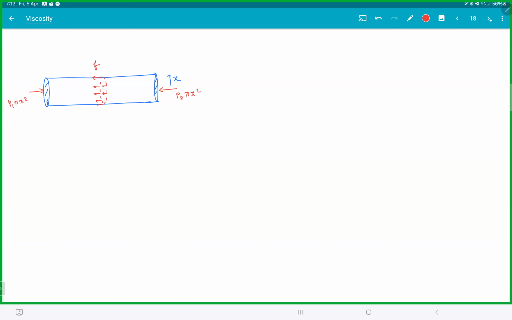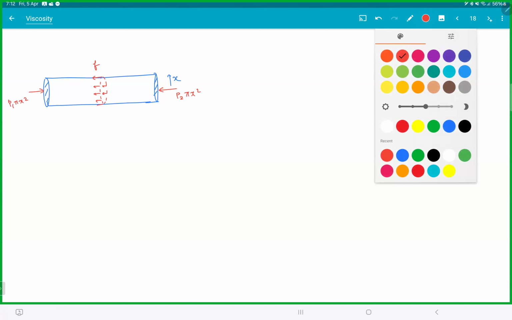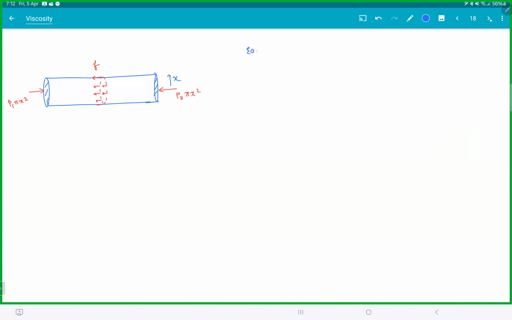Okay, let's see. No, Ali, that's not right. Again, remember, each layer has a constant speed, which is different for different layers. So here also acceleration is zero. Steady flow, no?